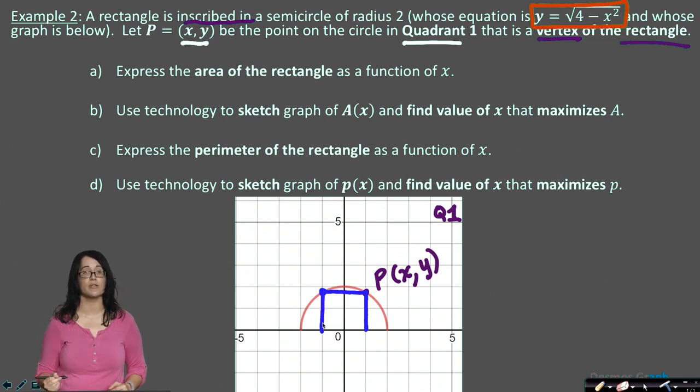Mine looks kind of squarish, okay? But depending on where you put that point, you get a different type of rectangle, don't you? This one's kind of tall. Notice if I had put P maybe in this corner instead, we would have had a much lower and longer rectangle.